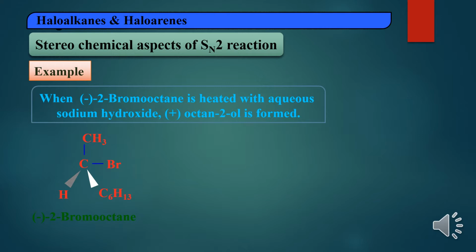If halogen is attached to such a carbon atom, we have to take such an example and explain the mechanism. That is nothing but the stereochemical aspects of SN2 reaction. Now see, halogen is attached to an asymmetric carbon atom or stereogenic carbon atom or stereocenter. That carbon atom is attached to 4 different groups. Now 2-bromo octane is reacted with the nucleophile OH minus. You have taken aqueous potassium hydroxide or sodium hydroxide.